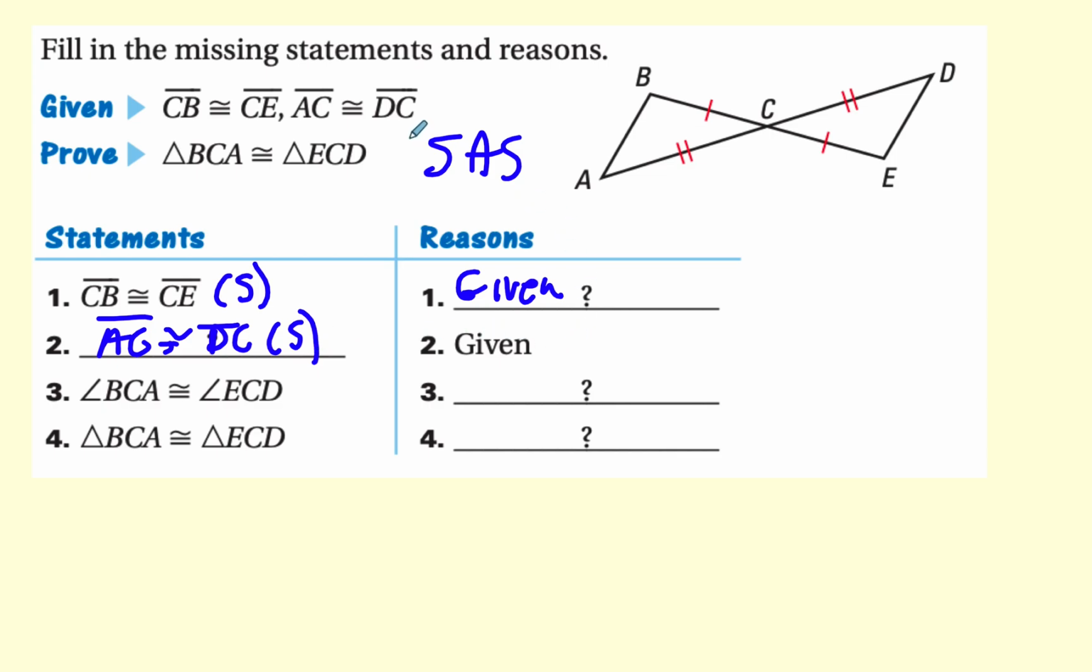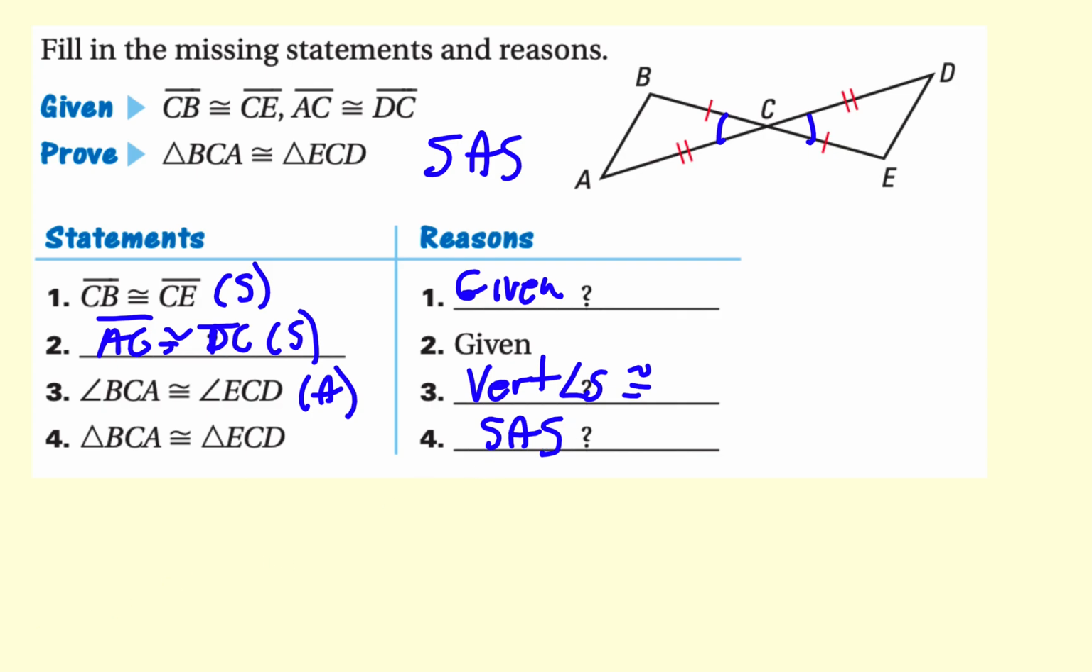Now that's all the given, but we're being told that this angle right here is congruent to this angle right here. And we know that's true from other chapters we've had. Vertical angles are congruent, and that happens to be an included angle. That angle is between the two sides. So when this happens, the triangles are congruent by side angle side.